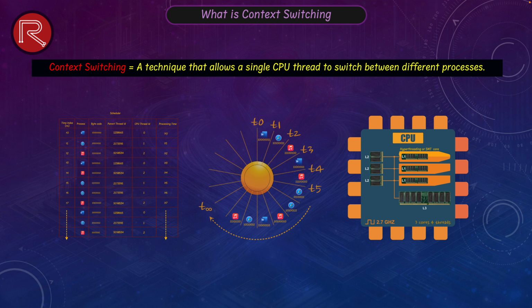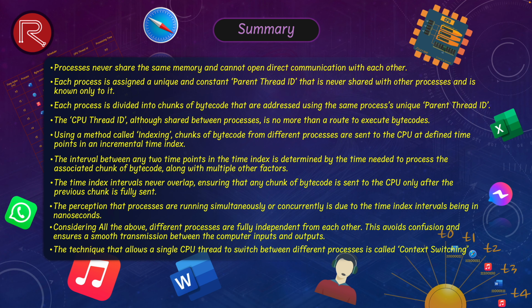Follow the link provided under this lesson if you want to learn more about the effect of the CPU and other computer hardware specifications on the performance of multiprocessing. Here is a summary of what you've learned today.